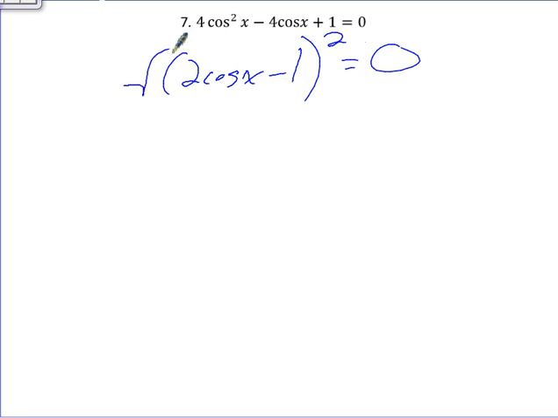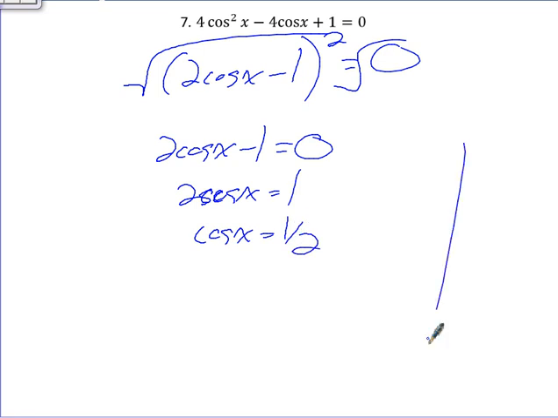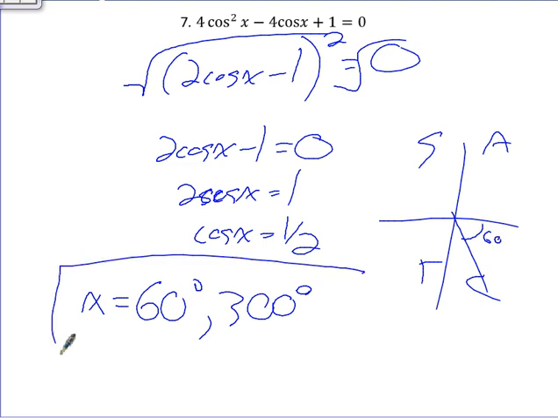And once you have that, all you're doing again is solving. So take the square root: 2 cosine x minus 1 equals 0, add 1, 2 cosine x equals 1, divide by 2. So now I want to know where cosine x is going to equal positive 1/2. So that's going to be in quadrants 1 and 4. Cosine x equals 1/2 at 60 degrees. So I know it's going to be 60 degrees, and 300 degrees would be a 60-degree reference angle in quadrant 4. So those are my 2 solutions there.